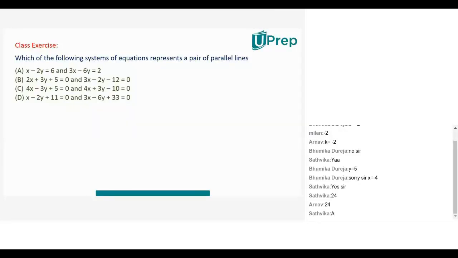Sir, is it the first one? Option A, sir. A, perfect. And rest of them? Tell me all of them. What is that represents? Not about answer. I want you to tell me what exactly it represents.